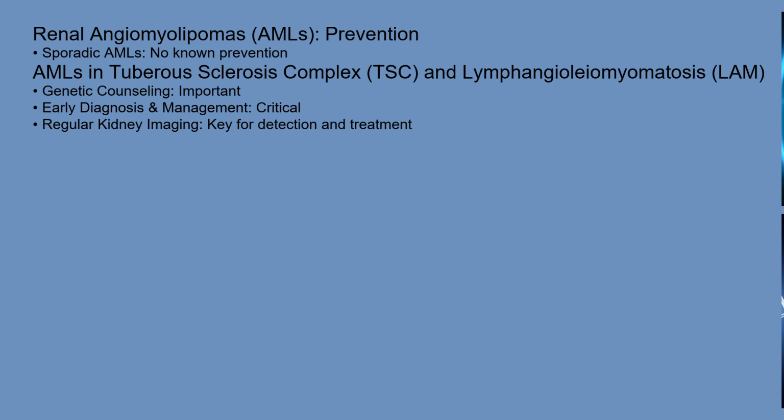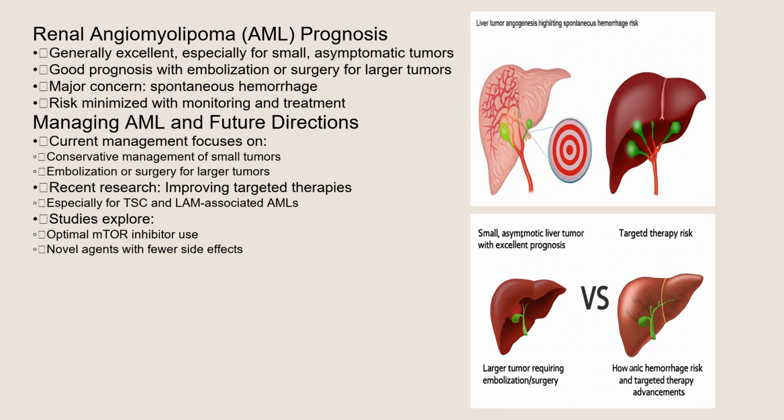Unfortunately, there's no known way to prevent the development of sporadic renal angiomyolipomas. However, for individuals with tuberous sclerosis complex or lymphangioleiomyomatosis, genetic counseling is important. Early diagnosis and management of these underlying conditions, including regular kidney imaging, can help detect and treat AMLs before they cause significant problems. The prognosis for renal angiomyolipoma is generally excellent, particularly for small, asymptomatic tumors that are managed conservatively. Larger tumors that are treated with embolization or surgery also have a good prognosis. The major concern is spontaneous hemorrhage, but with appropriate monitoring and treatment, this risk can be minimized.